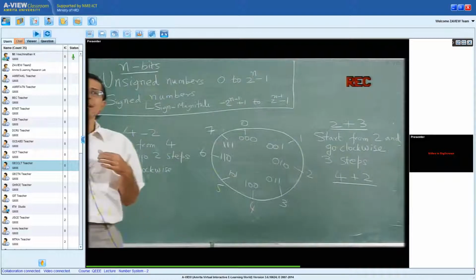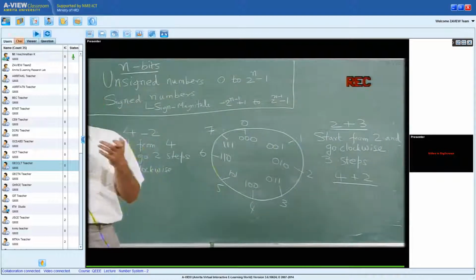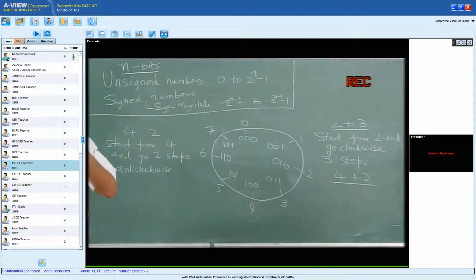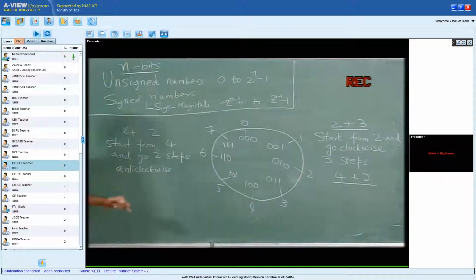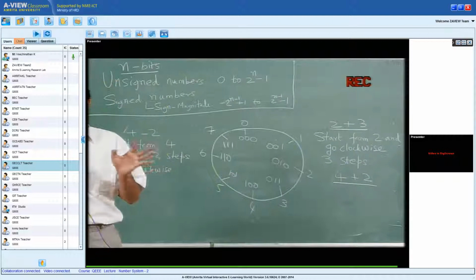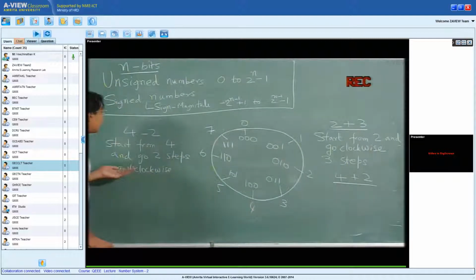Now what did we tell? We want to model both subtraction and addition in the same manner. So I want to model subtraction as addition. If I want to model subtraction as addition, then I have to translate this anti-clockwise motion as a clockwise motion, because for us addition is clockwise, subtraction is anti-clockwise. How do we do it?